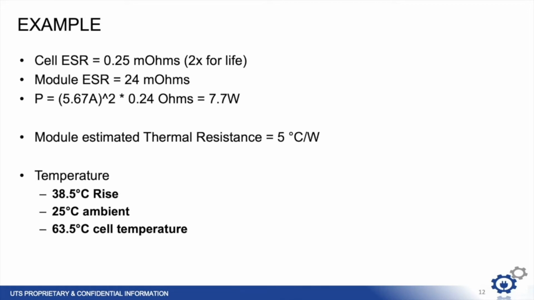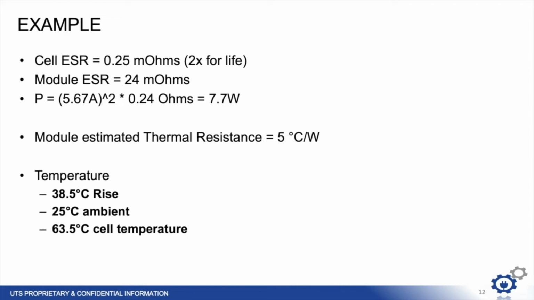Knowing the cell ESR from the cell manufacturer and the application's average current from the previous step, we can simply calculate the expected I squared R heating losses. We use twice the ESR value as the resistance can increase at the end of life of the cells. Finally, we check the temperature rise on the module.